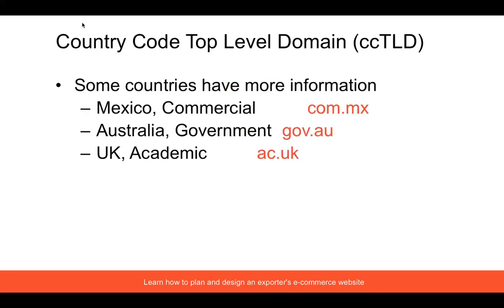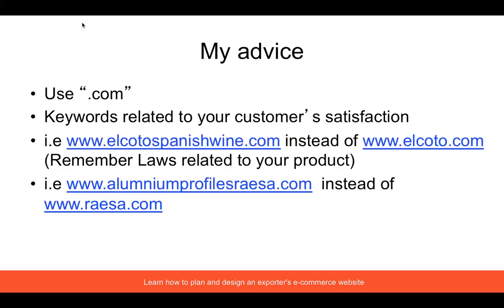Remember that some countries also have the activity plus the national domain. So .com.mx, Mexico commercial, .gov.au, Australia government, .ac.uk, UK universities. Okay. Personally, I recommend you to use .com. Why? Because everybody knows .com.